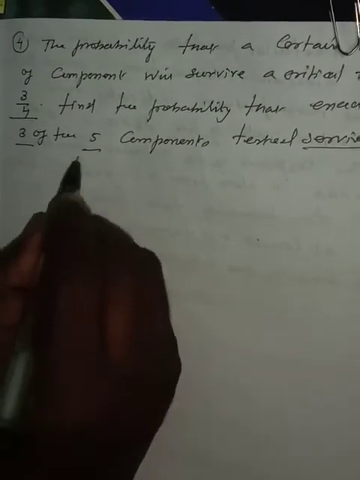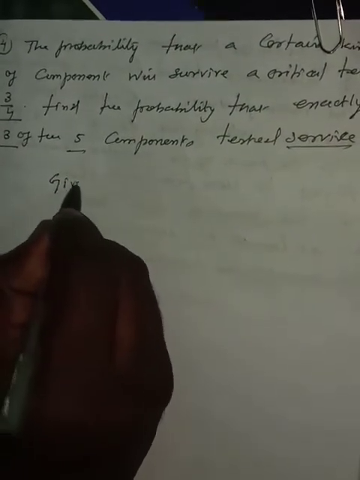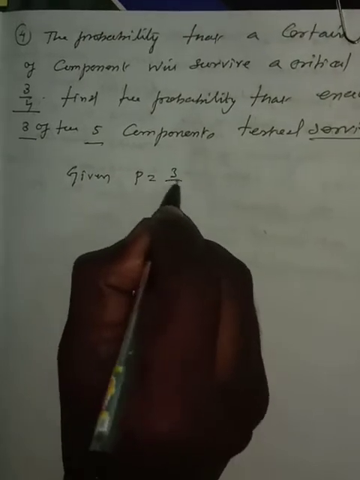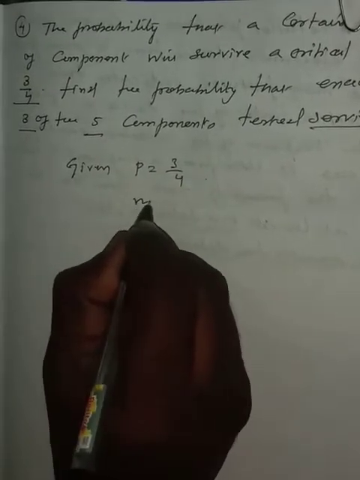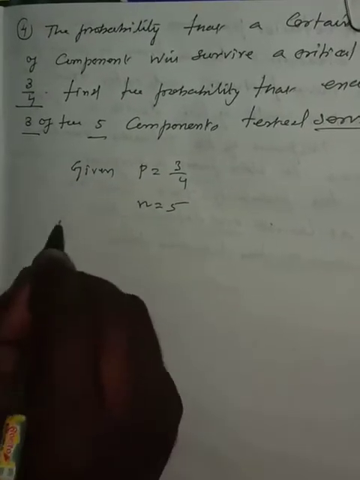This is the question. Read it again and again. The probability is 3 by 4. So given, P is equal to 3 by 4, and n is 5. We need 3 of the 5. So n is equal to 5.